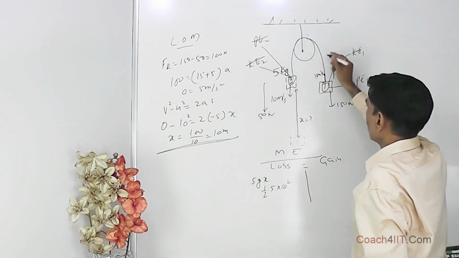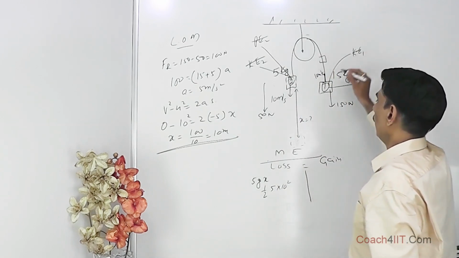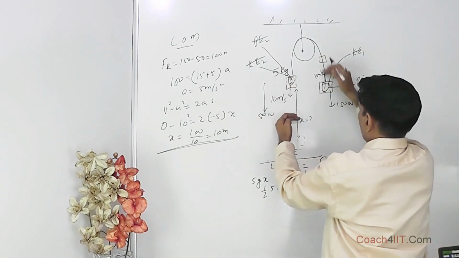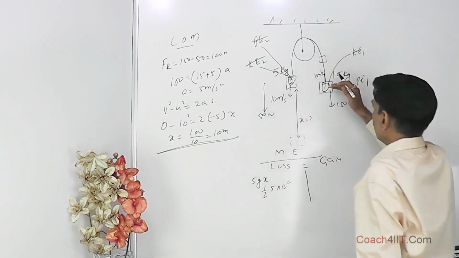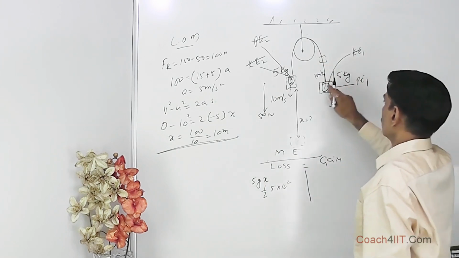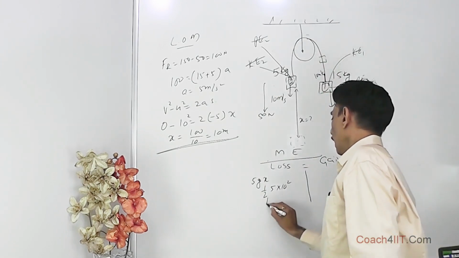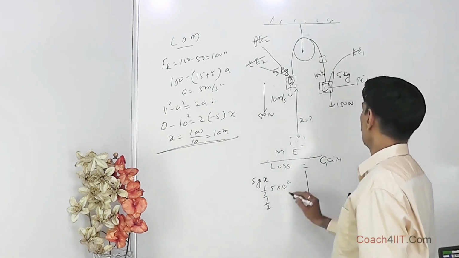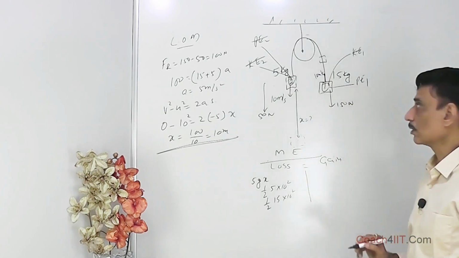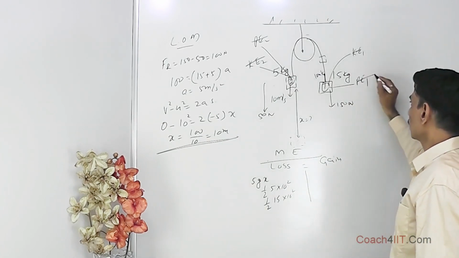So when you talk about kinetic energy, there is a loss of kinetic energy. Obviously, initially it is 10 meter per second. Now it comes to a stop. When this comes to a stop, this also comes to a stop. So velocity is reduced from 10 meter per second to 0 meter per second. So the loss of kinetic energy for this is half into 15 into 10 square. This is the loss. Now comes to P1.